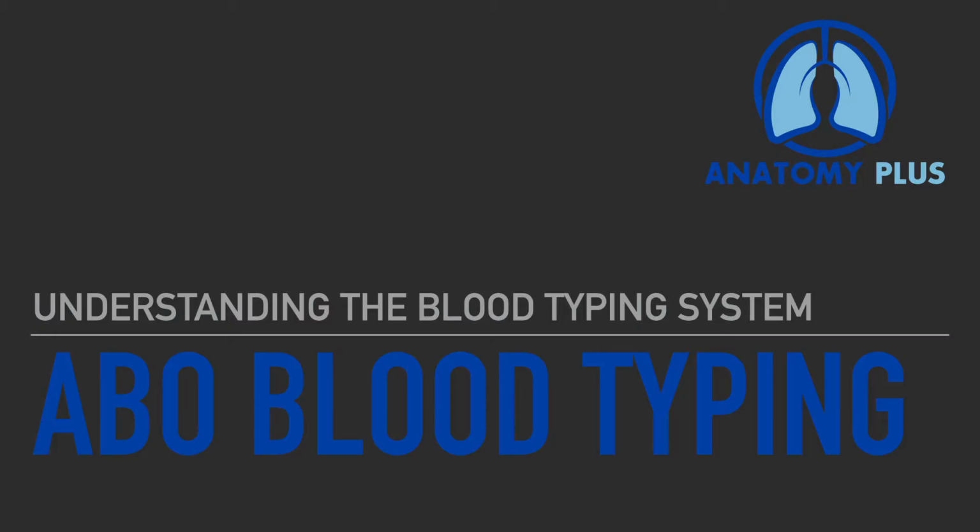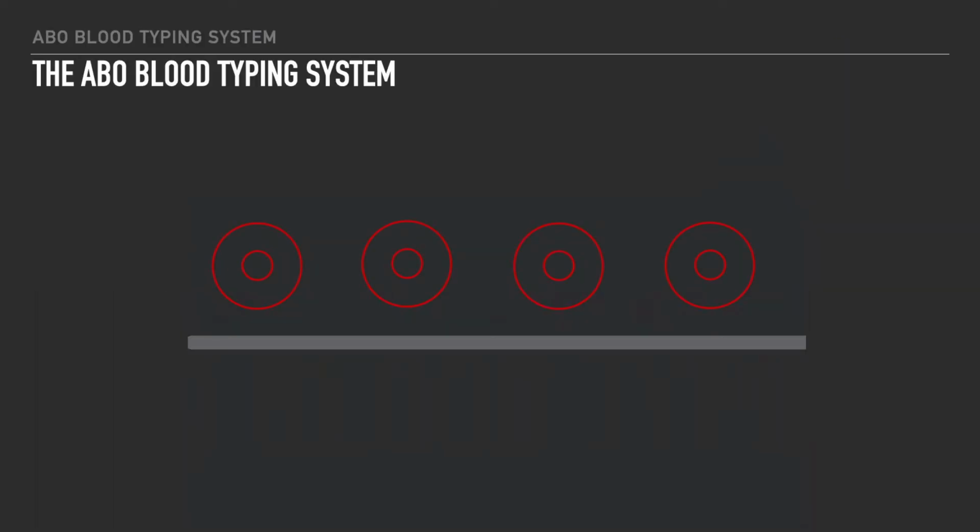Hi everyone, it's Dr. A, and in this video we're going to discuss the ABO blood typing system. Specifically, it's this system that provides us with an understanding of which blood types can receive from and donate to other blood types.